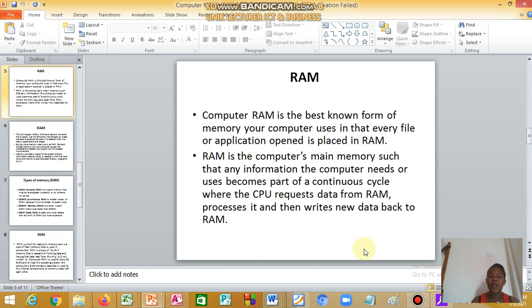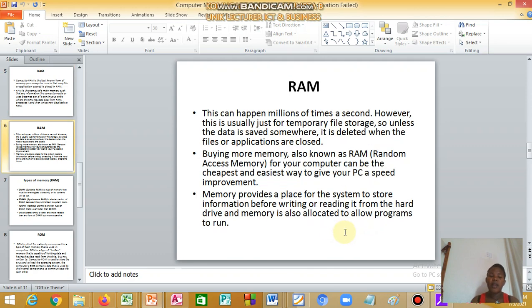Then we come to random access memory. Random access memory is the best known form of computer memory, which your computer uses, in that every file or application opened is placed in random access memory. It is the computer's main memory, such that any information that a computer needs or uses becomes part of a continuous cycle where the CPU requests data from RAM and processes it and then writes new data back to RAM. This can happen millions of times a second.